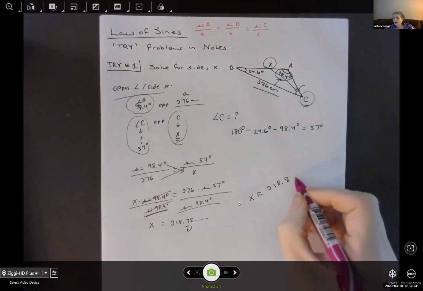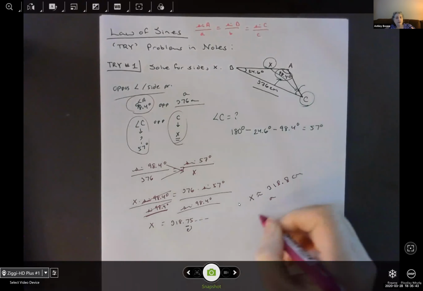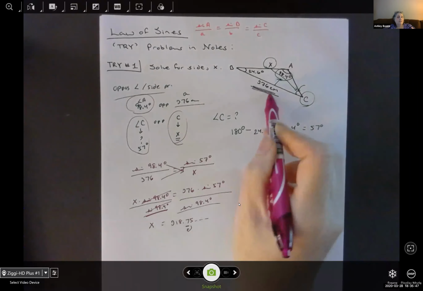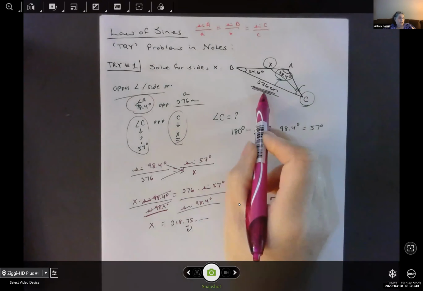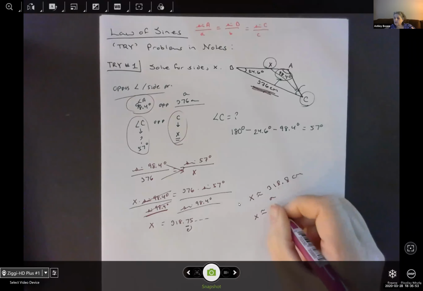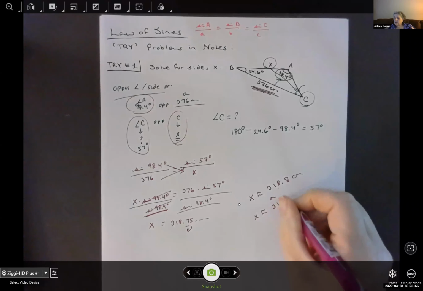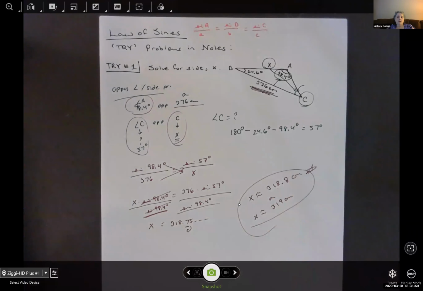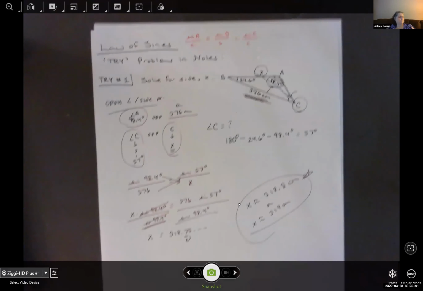Or if you're not told where to round, if you want to take it the same number of units as the original side, that's fine too. The whole number would have been approximately 319 centimeters. So there's our answer, okay, using law of sines. We'll work through a few here.